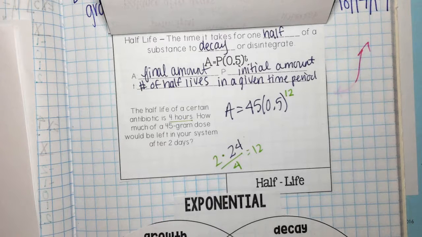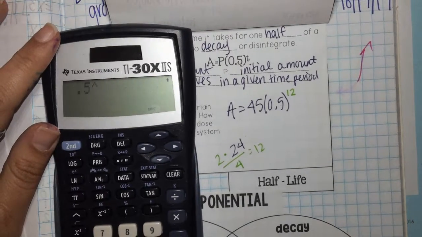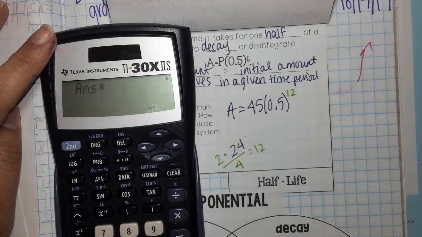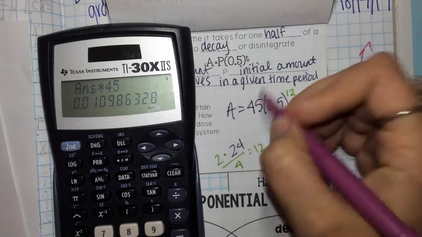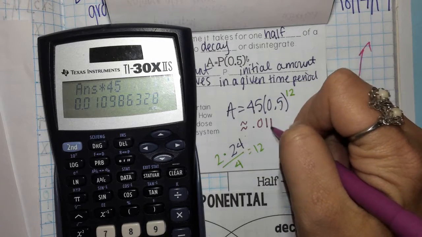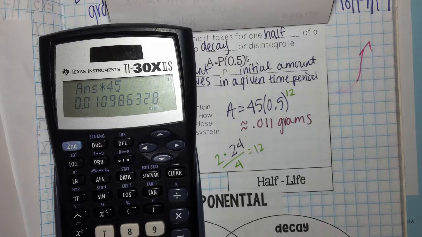Now, in your handy-dandy calculator, you're going to do 0.5 caret to the 12th power. And then you're going to multiply that by 45. So you have about 0.011 grams left. Now you should be able to do your half-life functions.